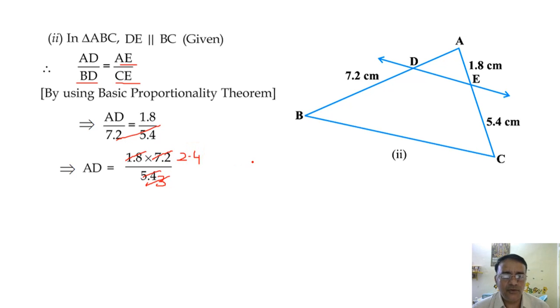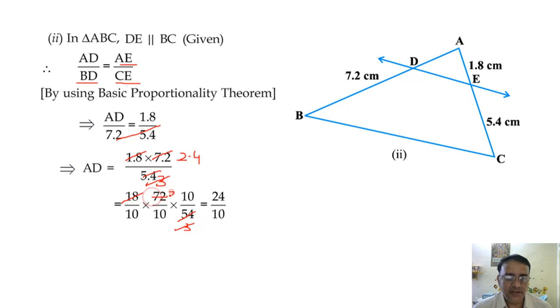Otherwise, if you don't want to handle the decimals, you try to remove the decimals by multiplying and dividing by 10. How will you write 1.8? 18 upon 10. Similarly, 7.2 also 72 upon 10 into 10 upon 54. So now you can cancel it. So 3 is cancelling here, 24 and 110 cancel, you can cancel. So 24 upon 10, that means 2.4 centimeter. You can do directly also, or you can follow this step also. That depends. That is up to you.